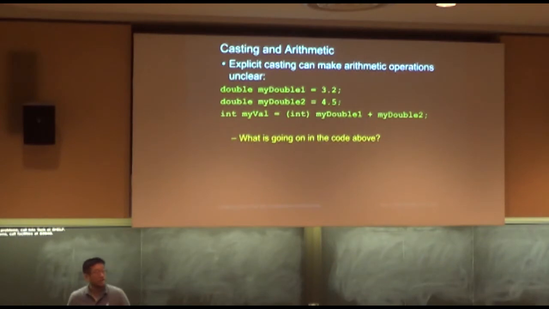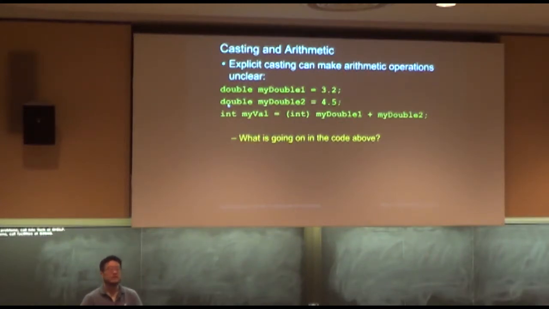Okay, so a second important topic that I wanted to talk about that we didn't totally get to hit today is the relationship between casting and arithmetic. So to get you thinking about this, let's look at this example here. Suppose I have myDouble1 assigned to 3.2, another one assigned to 4.5. If I add these two things together and assign it into this integer, what's going to happen?